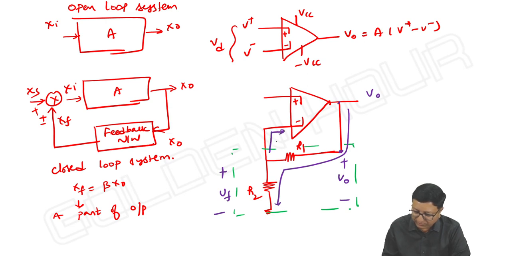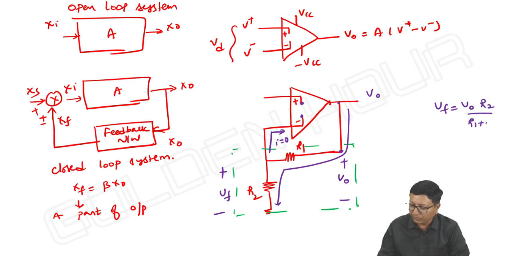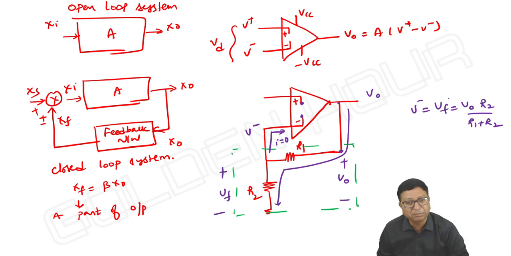The current entering into any of the input terminals of the op-amp is zero due to infinite input impedance. Then what is VF in terms of V output? Using the voltage division rule, VF is equal to V output into R2 by R1 plus R2. VF is nothing but the voltage at the inverting terminal. So V minus or VF are one and the same.